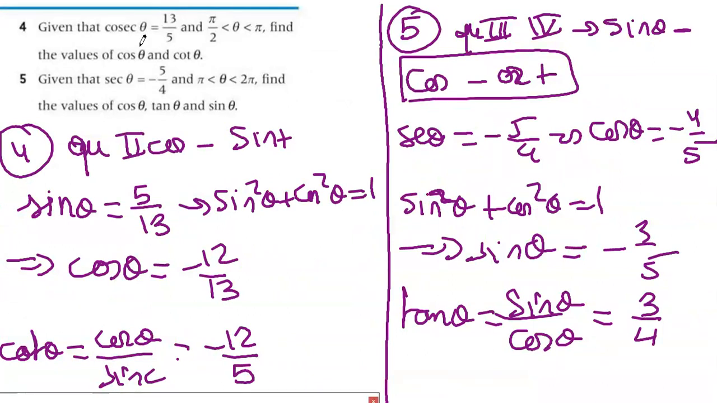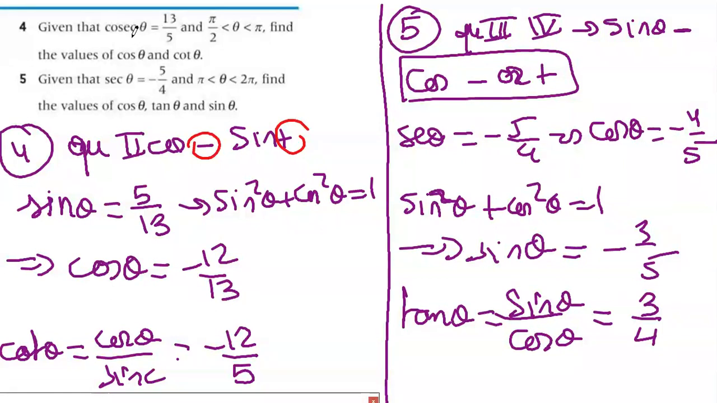Given that cosecant theta is 13 over 5 and theta is between pi over 2 and pi, find the value of cosine and cotangent. Every time I have an exercise like this, before I start to calculate, I need to determine the quadrant to know the sign of the trigonometric function that I need to find. I'm working in quadrant 2. It means cosine is negative and sine is positive. Tangent is negative and cotangent is negative. But I really care about sine and cosine.